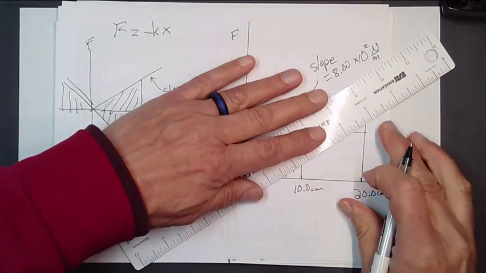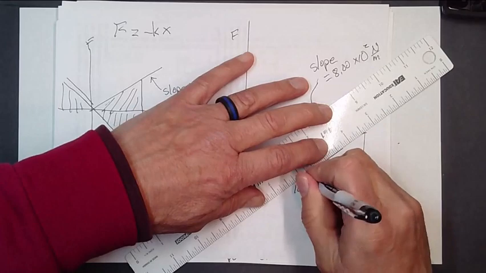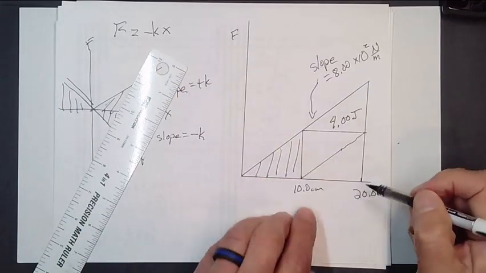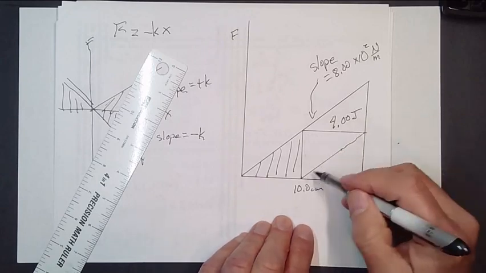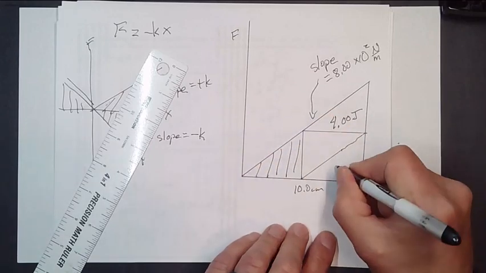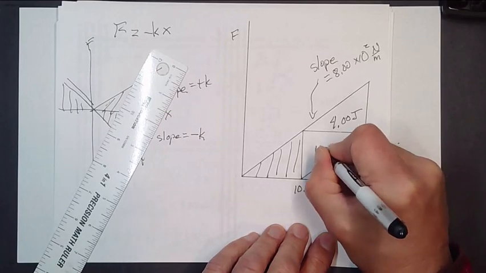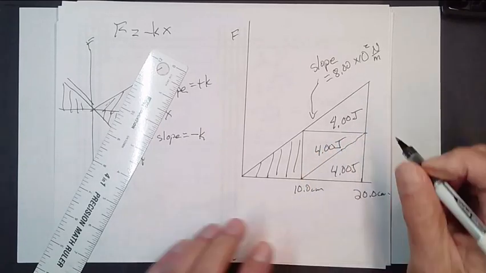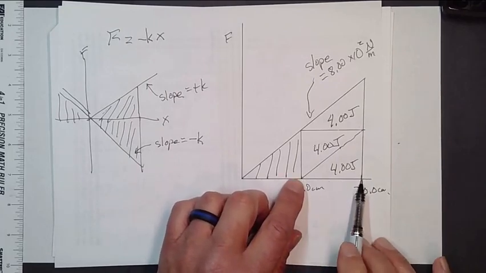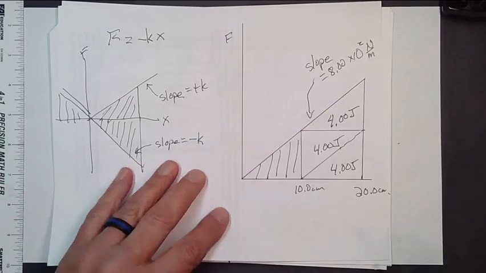And if I connect the diagonals of this little rectangle I've got down here, this area and that area are equal. It's a rectangle and the diagonal, but this area is exactly the same as that and that. So this is 4.00 joules here, 4.00 joules here, and the extra work to stretch that thing another 10 centimeters is 4 and 4 and 4. That's 12 joules. That's what we just got for this thing.